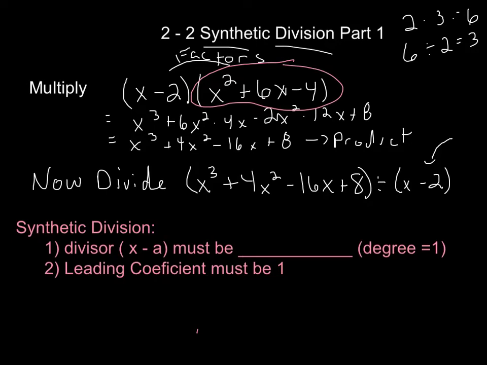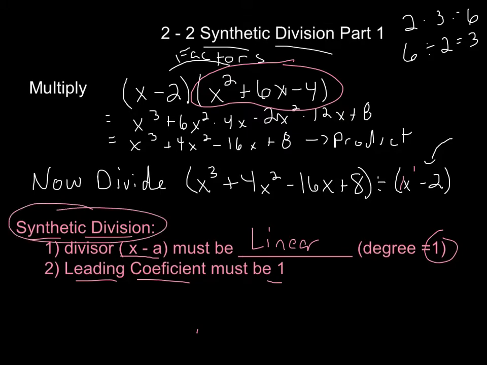Alright, when you're doing synthetic division, your divisor, what you're dividing by, must be linear. In other words, the degree must be 1. And in that case, we're good here because it says x to the first power. The leading coefficient of the divisor must also be 1. So we're good there. Those two conditions must be met in order to do synthetic division. That's important.